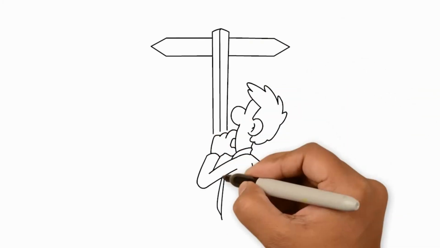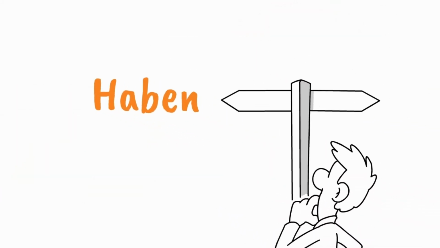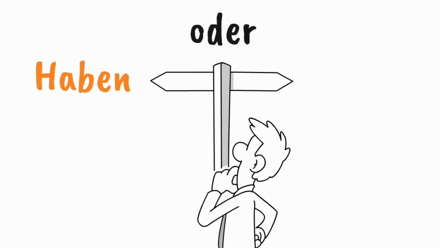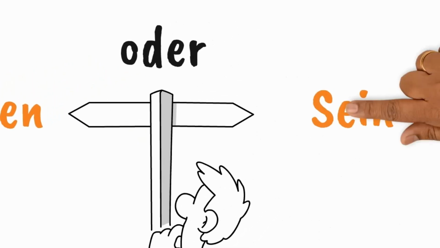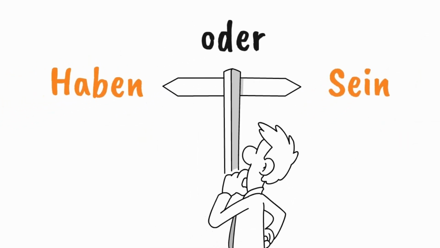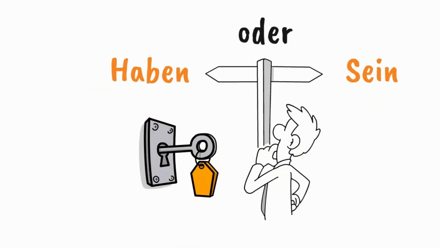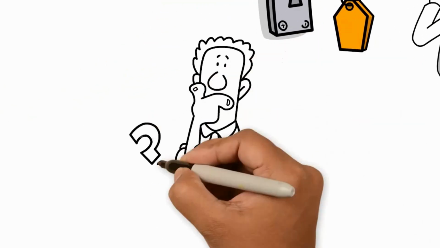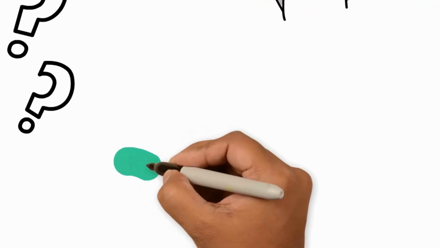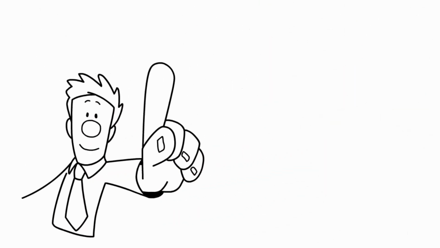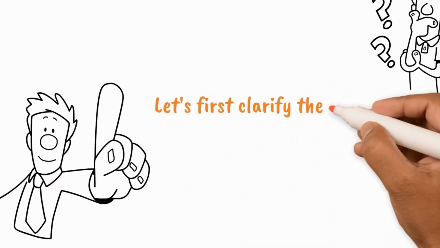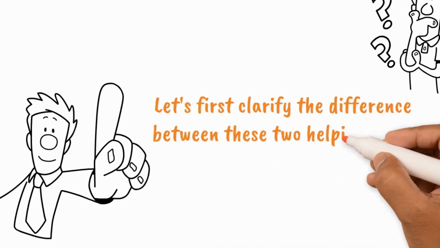Today we will talk about the biggest confusing verbs in the German language. Should you use haben oder sein? In this lesson, I will give you the key to choosing the right verb in the right position. Let's first clarify the difference between these two helping verbs.